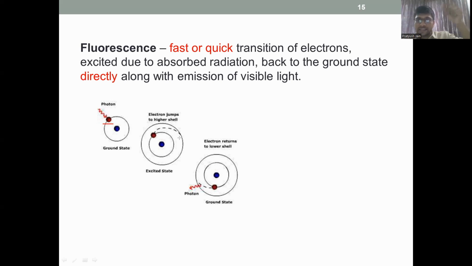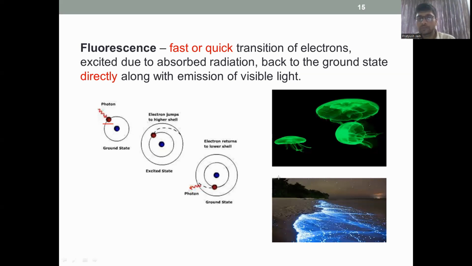After jumping, it comes directly back to its stable state. So the electron is at its stable state. It jumps to a higher state due to some absorbed radiation, and it directly comes back to its stable state. When coming back to its stable state, it re-emits this absorbed radiation in the form of some visible light. So as a result of this process, some visible light is emitted.